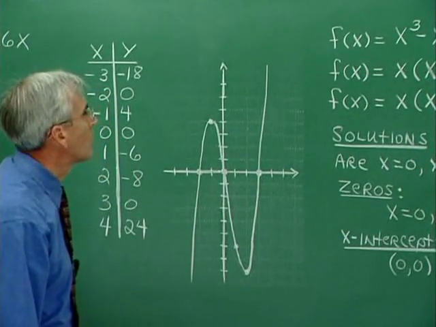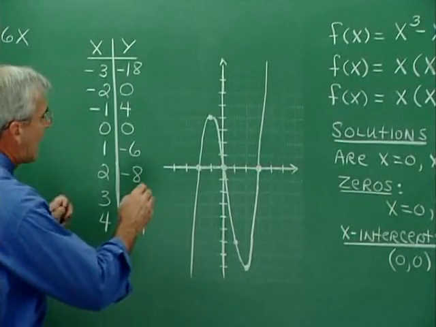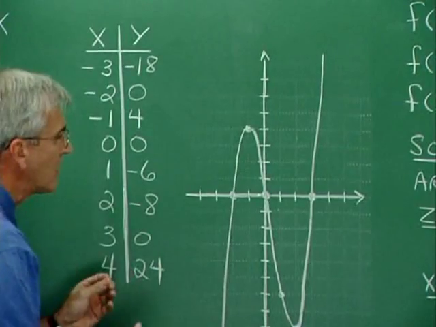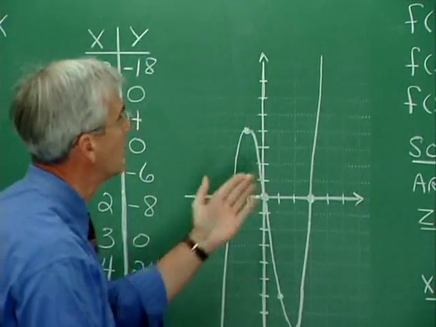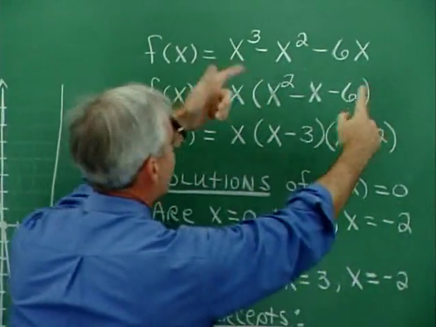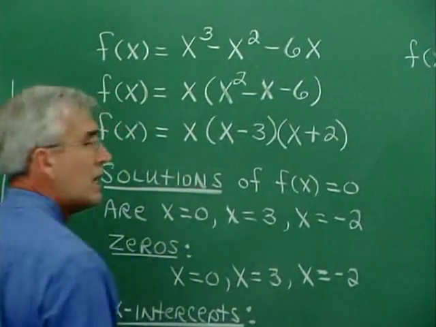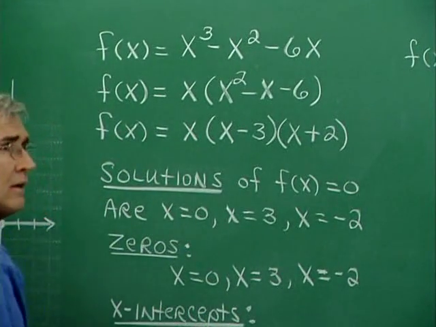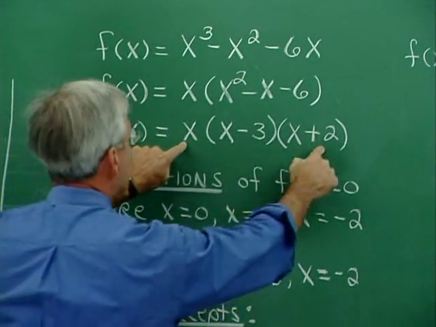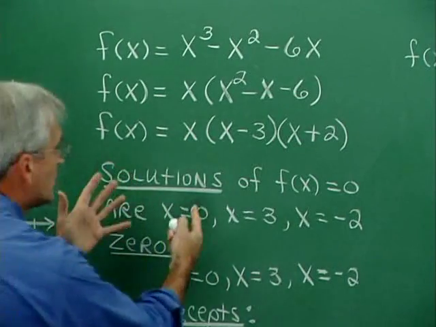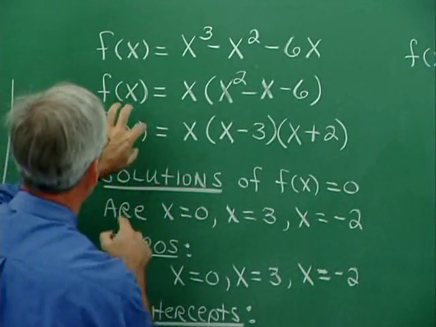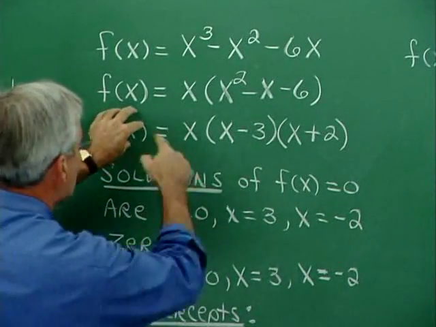Now, we can discover aspects of the graph, namely the intercepts, by factorization. That is, if we had taken our original function, like here, and factored it, I see a common factor of x, and I see a trinomial that I factored, x minus 3 times x plus 2, then I can identify the x-intercepts very easily. The x-intercepts are the zeros for these factors, and those are solutions of the f of x equals 0 equation. If we replace f of x with 0, 0 equals this.